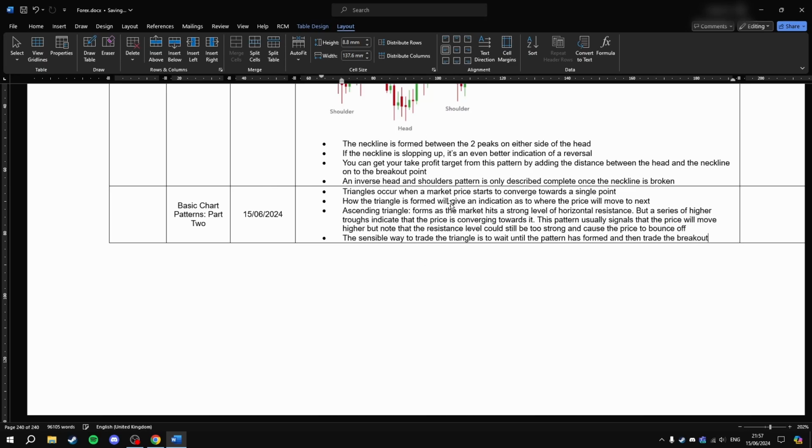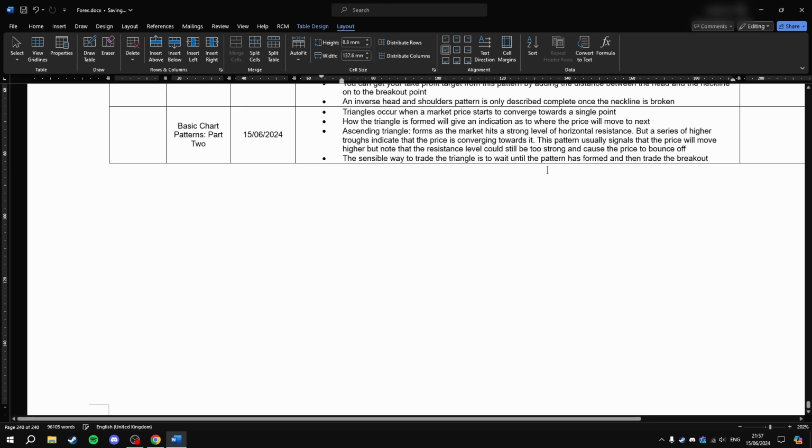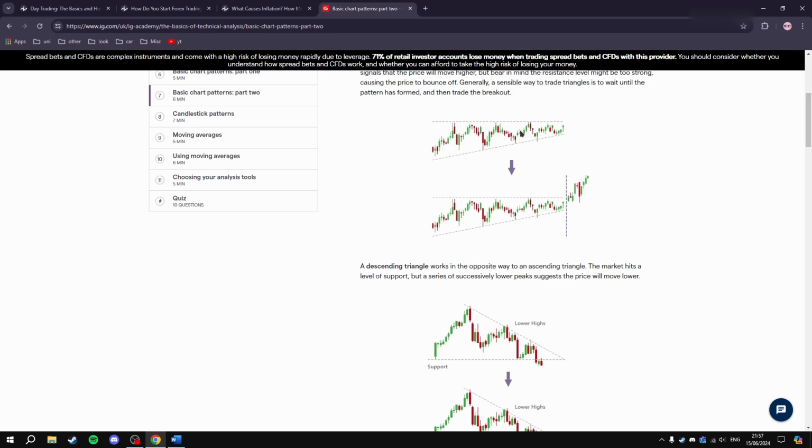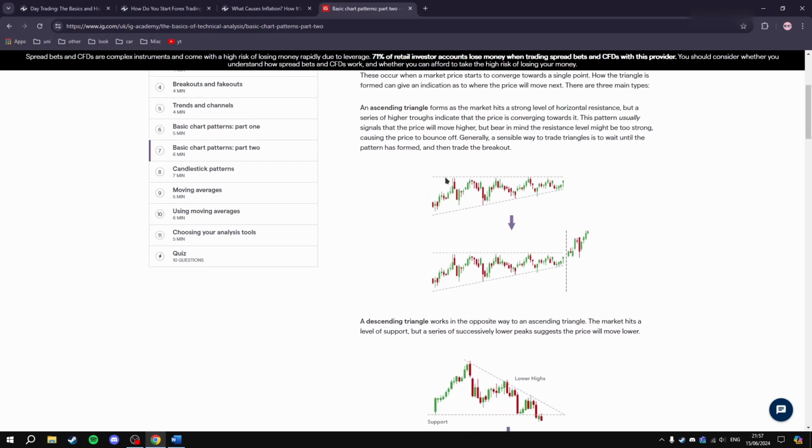The sensible way to trade the triangle is to wait until the pattern is formed and then trade the breakout. So you can see there's a strong horizontal resistance here. Price bounces off, hits here, bounces off, hits here, bounces off, hits here, bounces off.